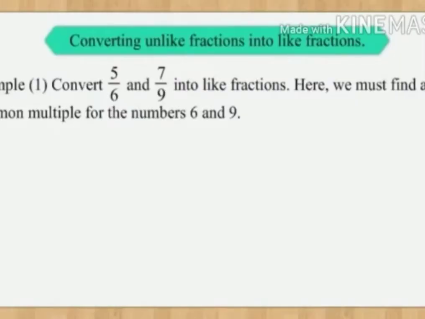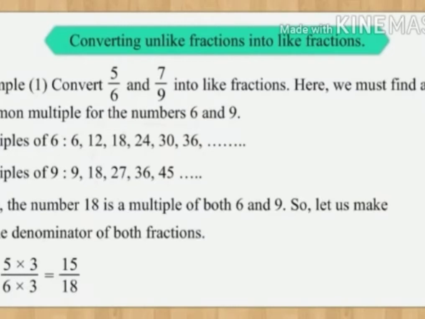Example 1. Convert 5 upon 6 and 7 upon 9 into like fractions. Here we must find a common multiple for the numbers 6 and 9. Multiples of 6 are 6, 12, 18, 24, 30, 36 and so on. Multiples of 9 are 9, 18, 27, 36, 45 and so on. Here the number 18 is a multiple of both 6 and 9. So let us make 18 the denominator of both the fractions.